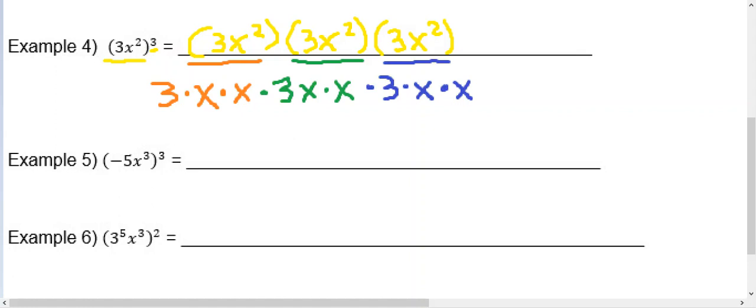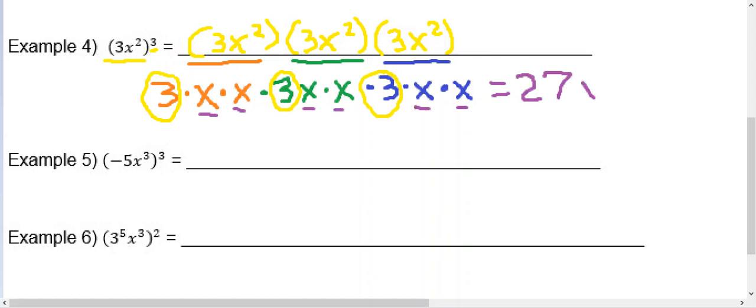Alright, just like how we simplified the others, I see I have numbers, these 3 times 3 times 3. I can combine those, and that would equal 27. 3 times 3 is 9, 9 times 3 is 27. And then I can add up all my x's. I have 1, 2, 3, 4, 5, 6 x's. So that would leave me x to the 6th power. So I have 27 times x to the 6th power.